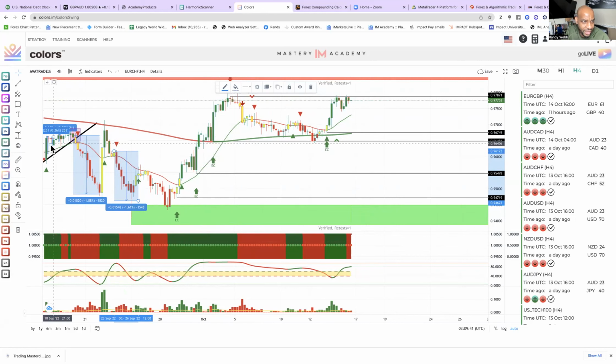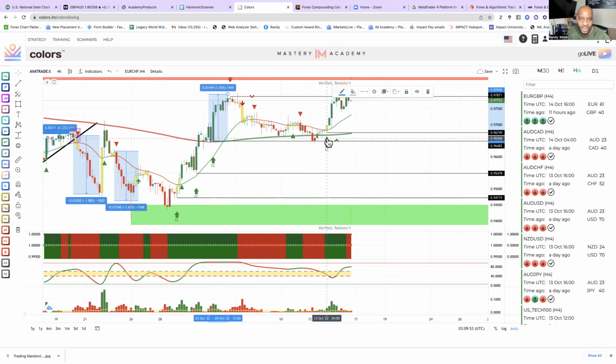Entry candle. Okay, so what happened? I enter. You see a red arrow here. Red arrow showed up on me. I'm out of the trade. But let's say we carried it all the way up. Oh man, another 144 pips.